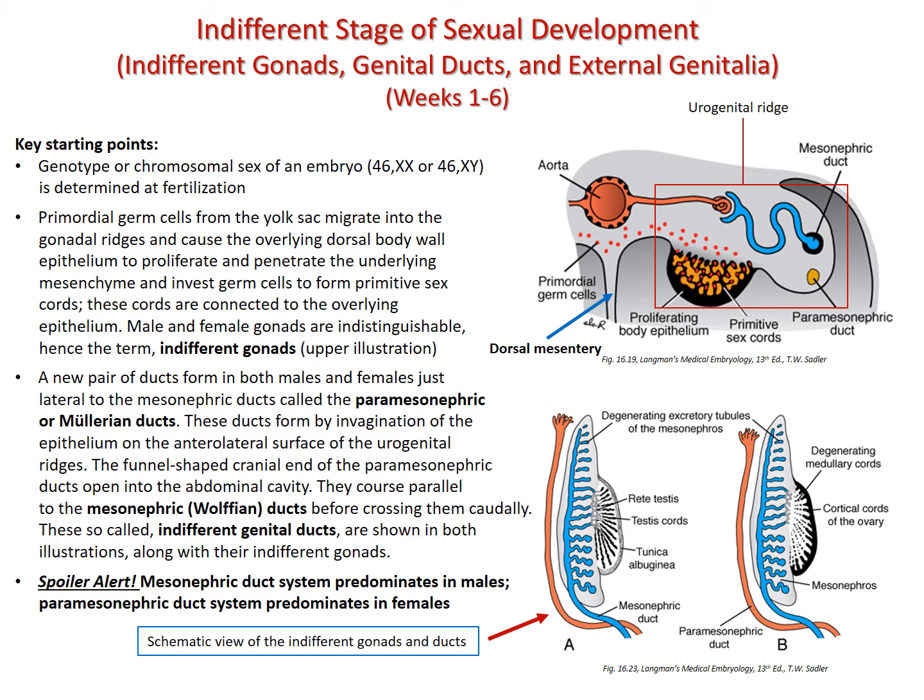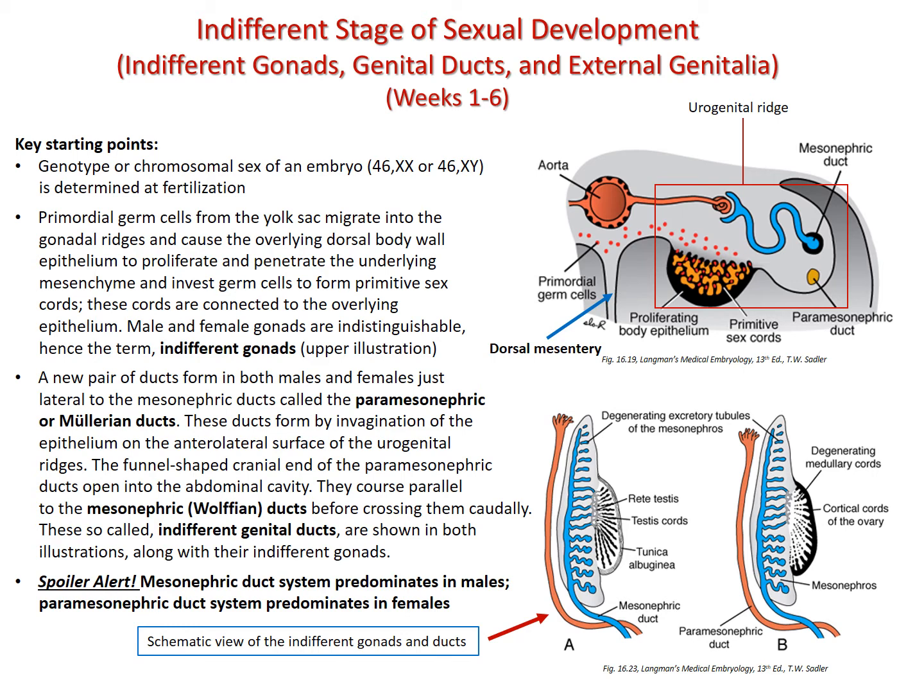During the 6th week, primordial germ cells from the yolk sac or umbilical vesicle migrate into the gonadal ridges and cause the overlying dorsal body wall epithelium to proliferate and penetrate the underlying mesenchyme and invest germ cells to form primitive sex cords, as depicted in the rectangular area in the upper illustration. These cords are temporarily connected to the overlying epithelium. During this period, the male and female gonads are indistinguishable, hence the term indifferent gonads. If primordial germ cells fail to reach the ridges, the gonads do not develop.